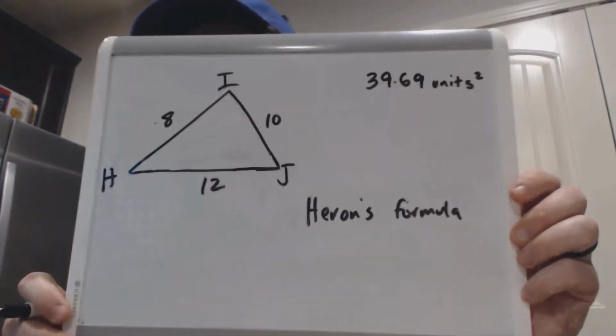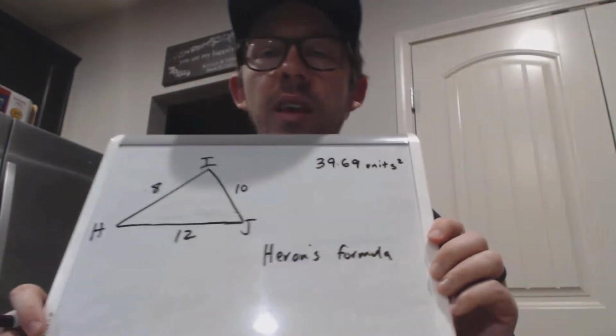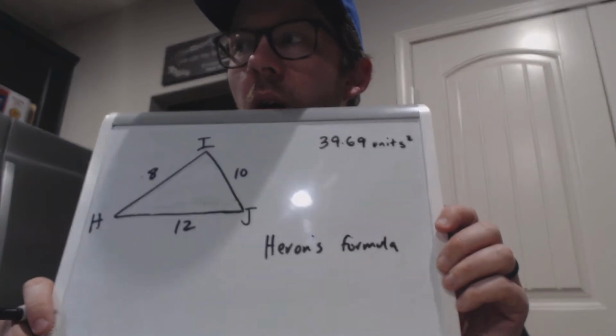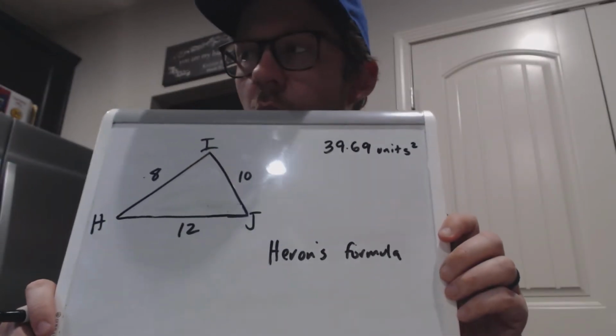Now, there's another option. It's called Heron's formula. Okay, let me write that a little better. Heron. And Heron's formula will get you the area of a triangle when you just have the three sides, and you don't want to mess with angles.